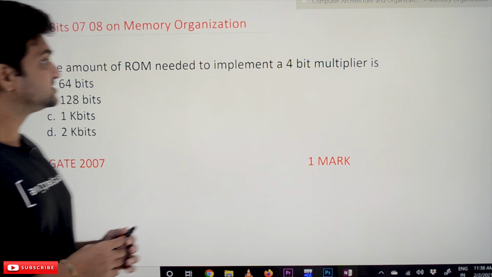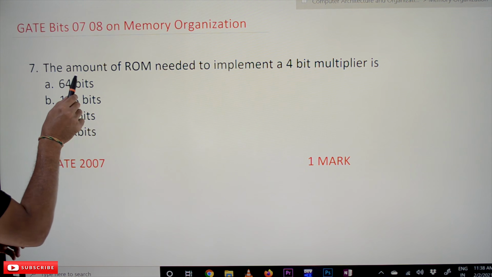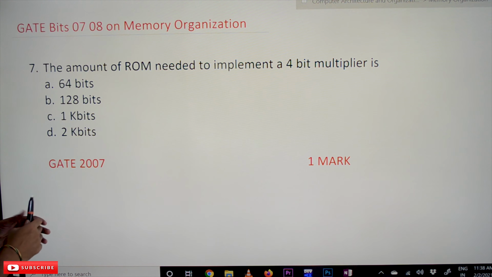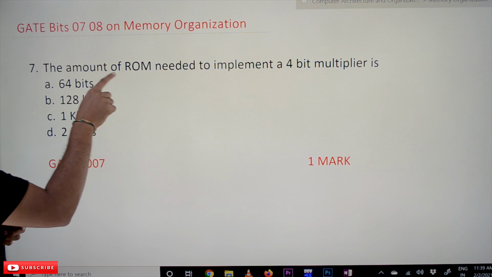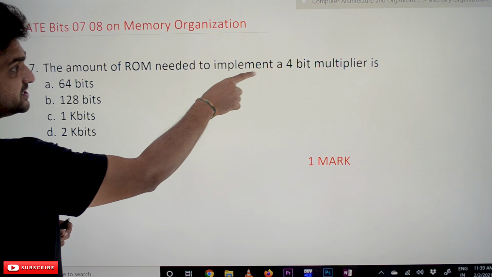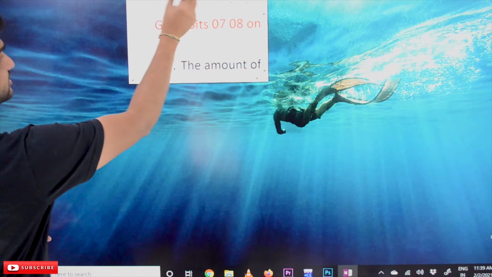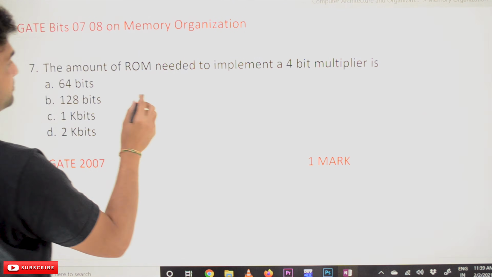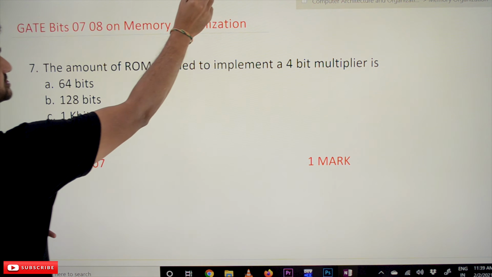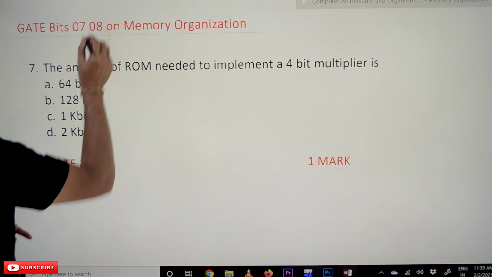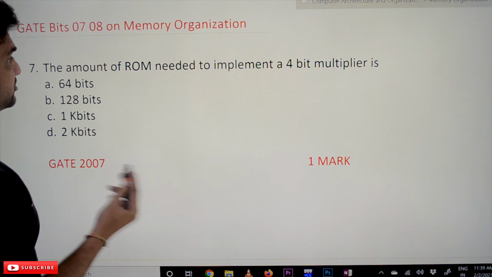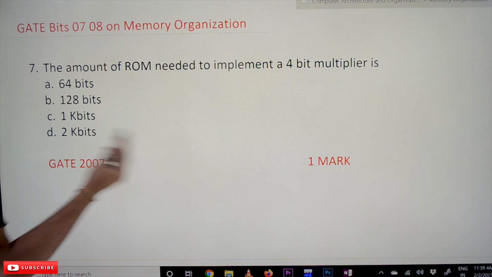Now coming to this class, here we are going to solve 2 bits. The amount of ROM needed to implement a 4-bit multiplier is, and the important point that we have to understand is it is ROM. ROM is non-volatile, so we cannot write anything on it.